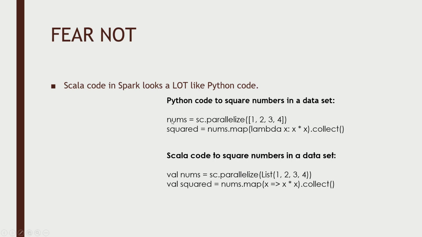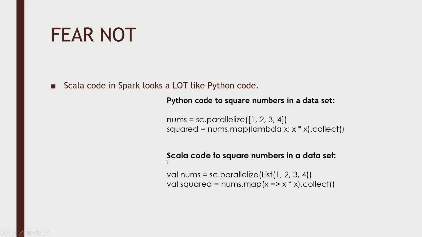So for example, here's a very simple real piece of Python Spark code that just creates an RDD, a resilient distributed data set of the numbers 1, 2, 3, and 4. And then it squares them using this little function that takes in each input value and multiplies it by itself and returns the results into a new RDD. It's actually collecting it to a Python object called squared.